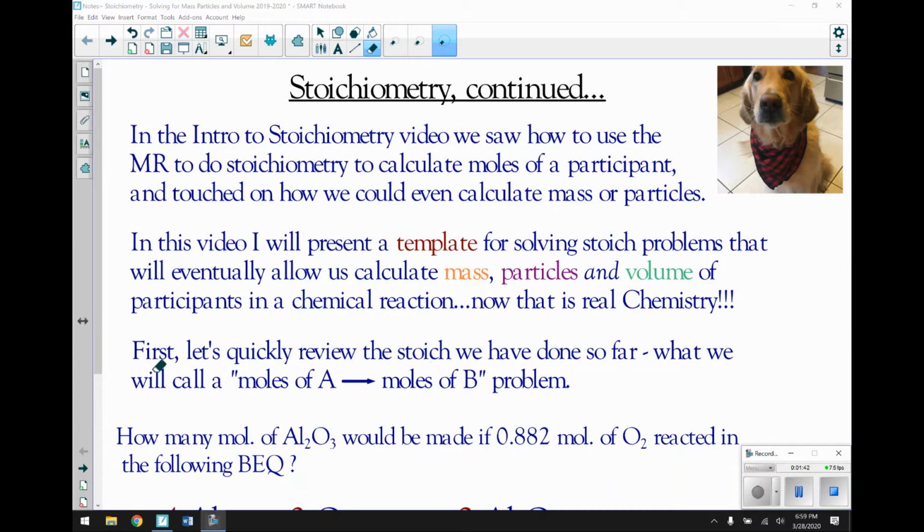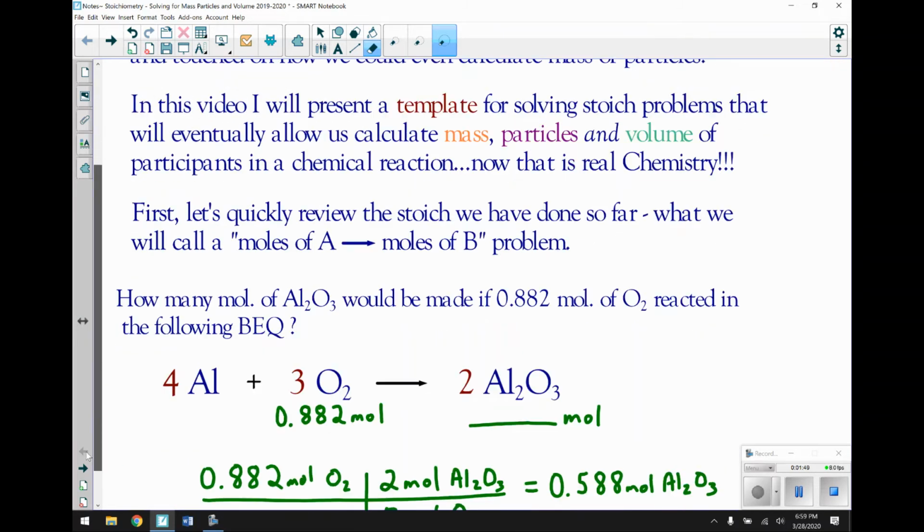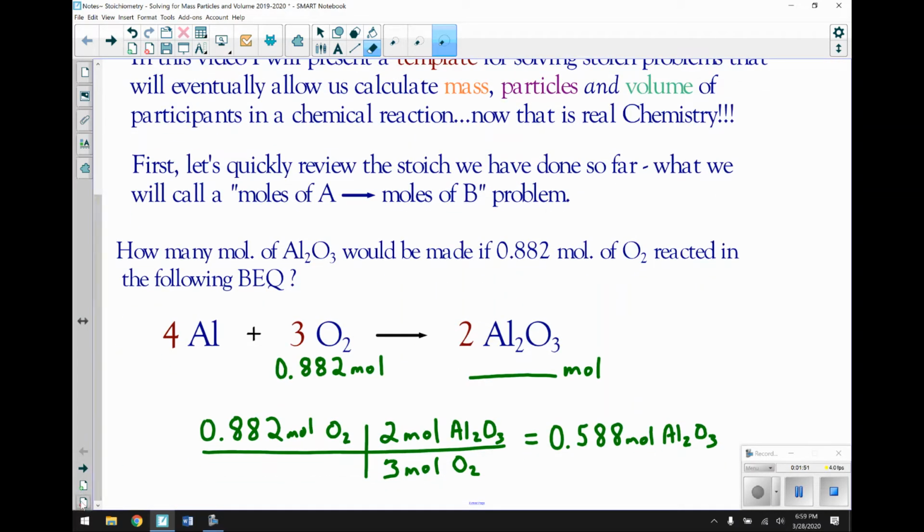So what I'd like to do now is look at the type of problem we've done so far. And this is a repeat of a problem that we did in the last video, okay? How many moles of aluminum oxide? Notice that this, how many moles of aluminum oxide, is the substance that I want to find out about. And we're going to call the substance that we want to learn about or calculate substance B, okay?